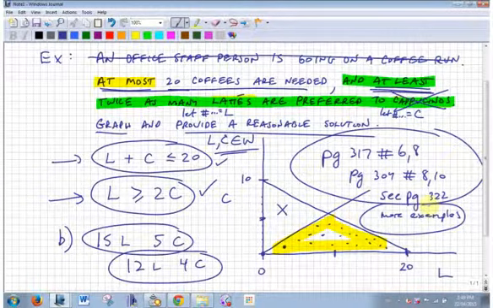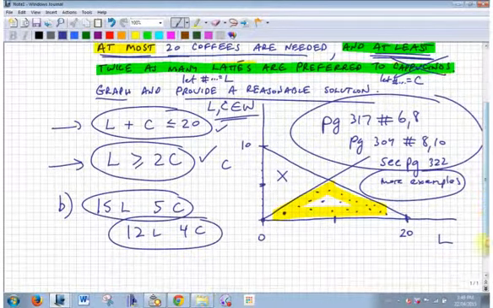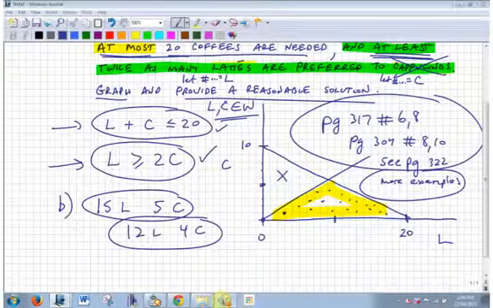Okay? It's helpful. There's 3 more examples on 322 to just match up the wording with some equations, okay? Now, having said that, I'm going to hand back the quizzes.